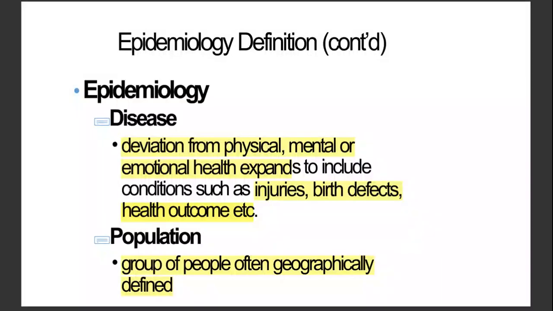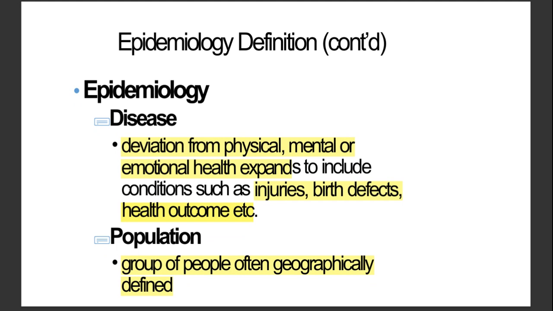So, epidemiology again, we have got disease and population. Disease is just a deviation from physical, mental, emotional health, to include conditions such as injury, birth defects, health outcomes. So anything that deviates from the normal physical, mental, or emotional state is a disease. Hope you get that it's not only physical, mental, and emotional.